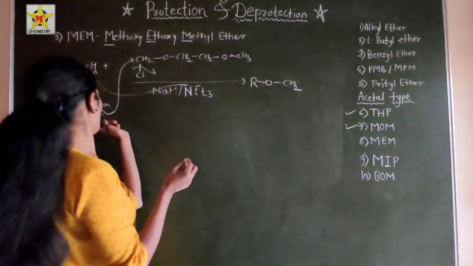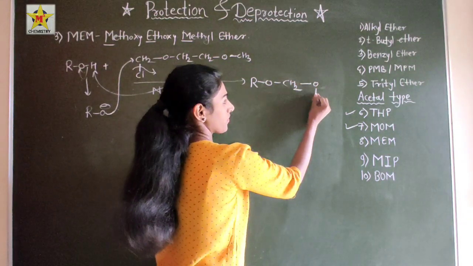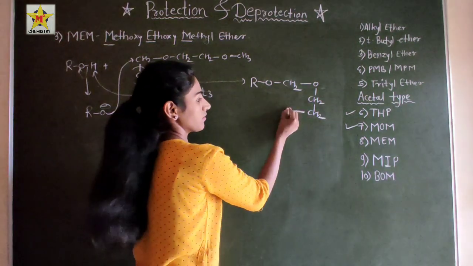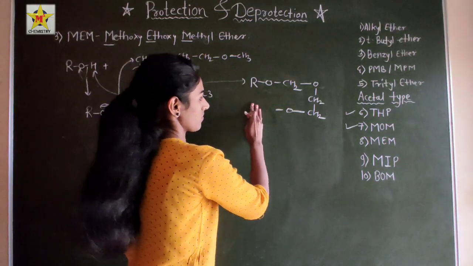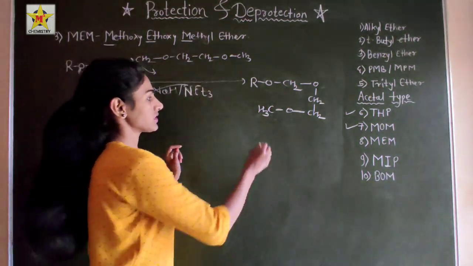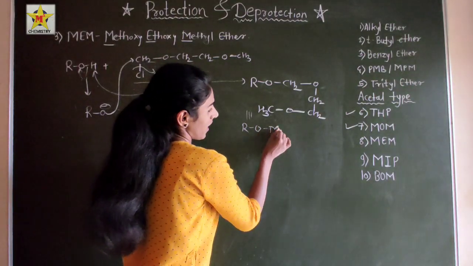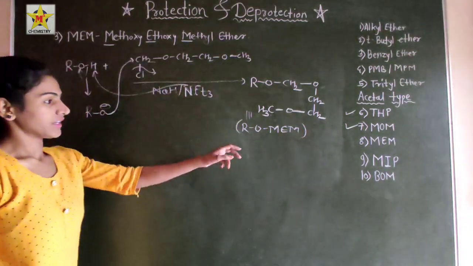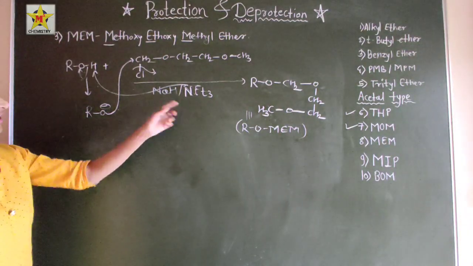ROCH2 OCH2 and methoxy OCH3. Okay, we can write it like this: RO MEM. That is ethoxymethyl protection. Okay, here protection is completed.